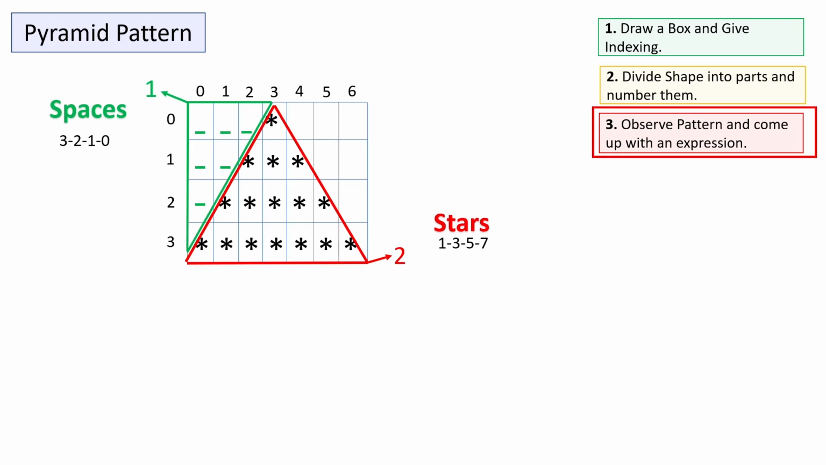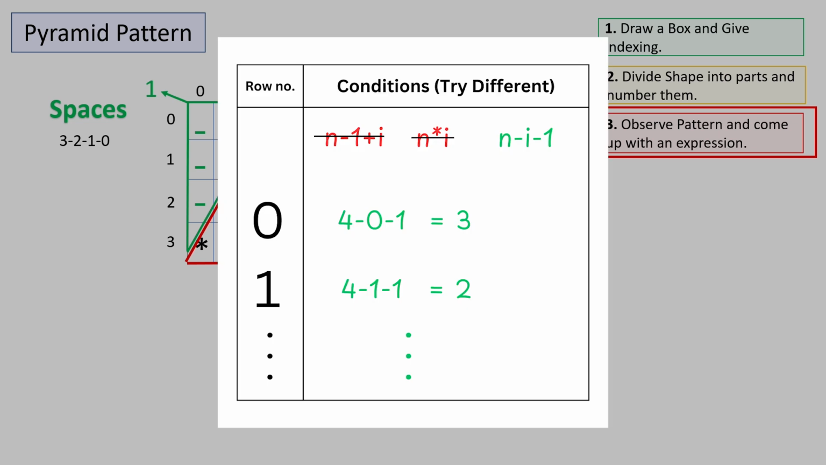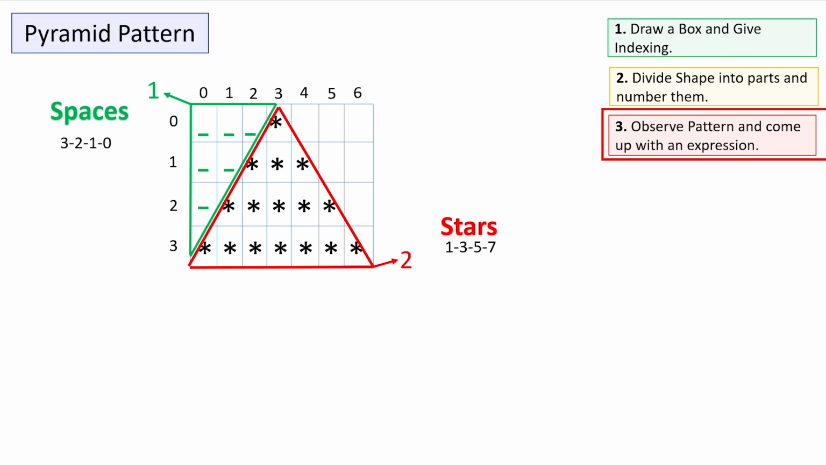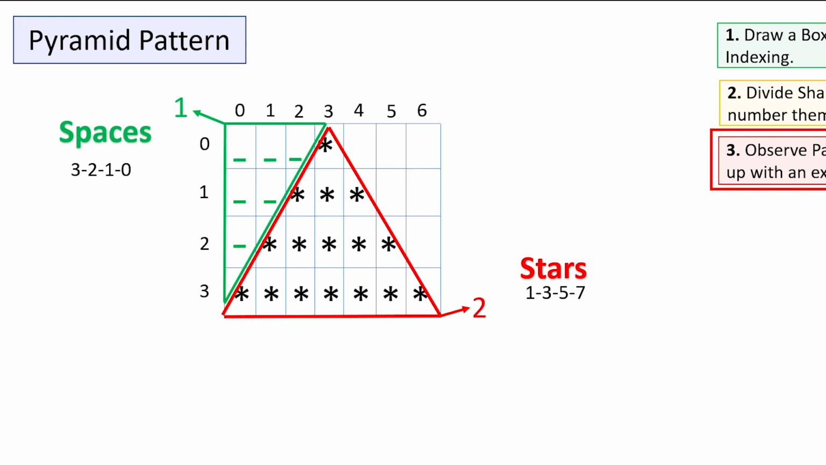The trickiest part of pattern problems is to come up with a condition that works for all rows. When I get confused while thinking of conditions, I make a table. On the left, I write the row numbers, and in the center, I try different conditions until something fits. And trust me, this process really boosts your logical thinking. Now let's see the expressions. For spaces, in the first row, there are 3 spaces, and the formula n minus i minus 1 works perfectly. Let's break it down. For the first row, i is 0, and we are taking n as 4.